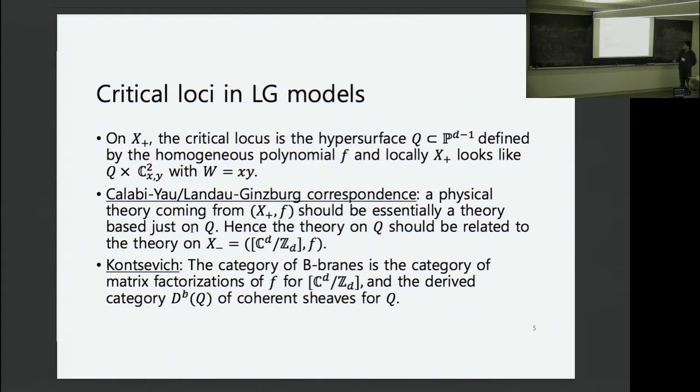And according to Kontsevich, from a categorical point of view, the category of B-branes is the category of matrix factorizations if your LG model is C^D with superpotential F. And then if you think about the Calabi-Yau hypersurface Q, the B-brane category is the derived category of coherent sheaves on Q, D^b(Q).